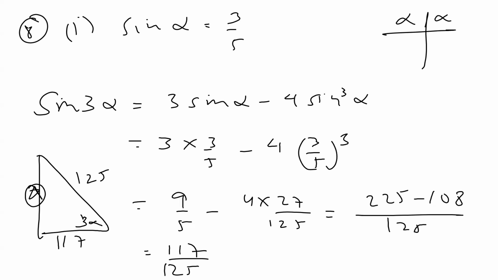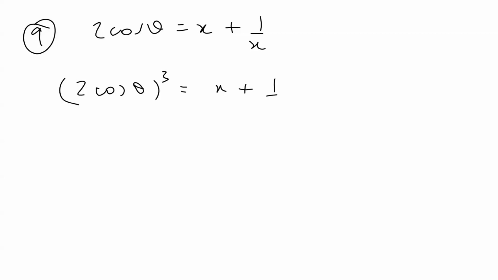Let's go to question number 9. 2 cos theta equals x plus 1 upon x. We need to prove something. And in the proof, if you observe, there are cube terms. So we'll just cube this on both the sides.